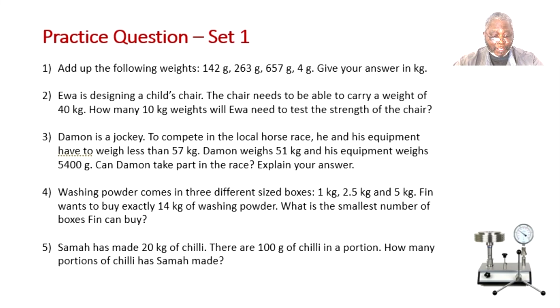Question 4. Washing powder comes in 3 different sized boxes: 1 kilogram, 2.5 kilogram and 5 kilogram. Finn wants to buy exactly 14 kilograms of washing powder. What is the smallest number of boxes Finn can buy?